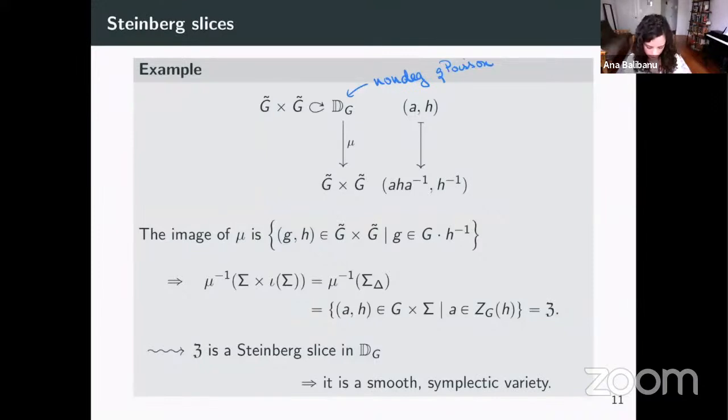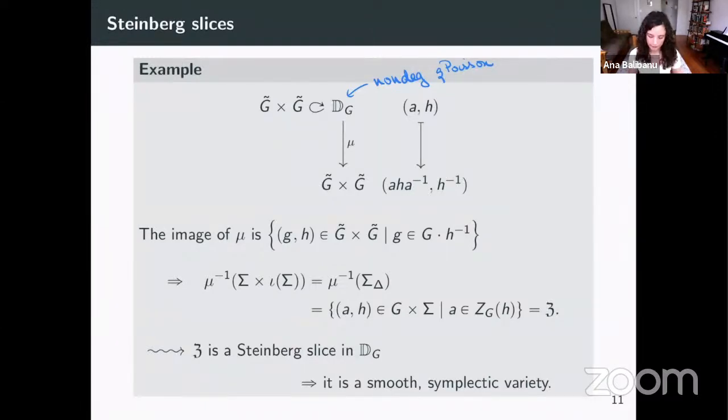So I think that you can view the double as a groupoid in two ways. It's an action groupoid, so source is the group element, and then target is given by conjugation. Or you can view it as a group scheme, so just as a bundle of Lie groups over G.